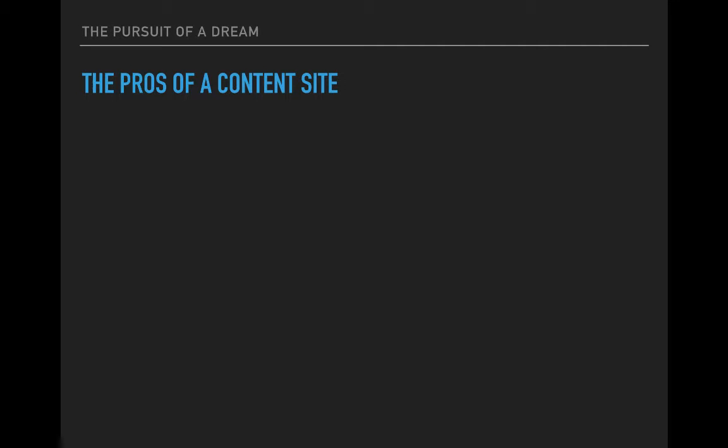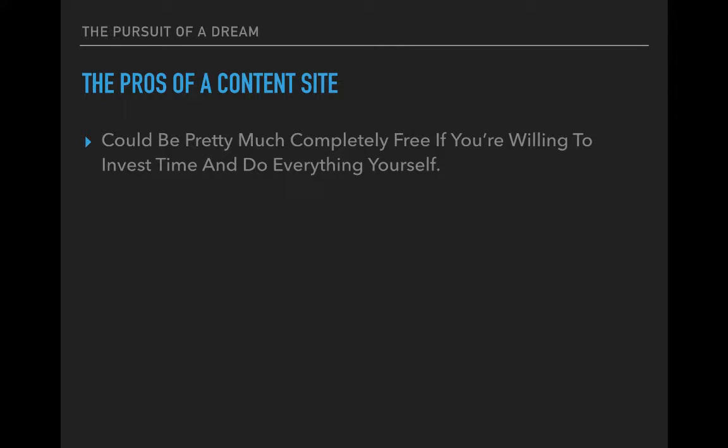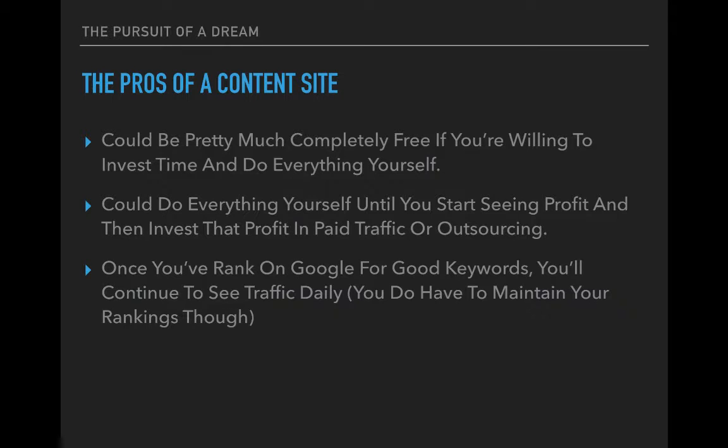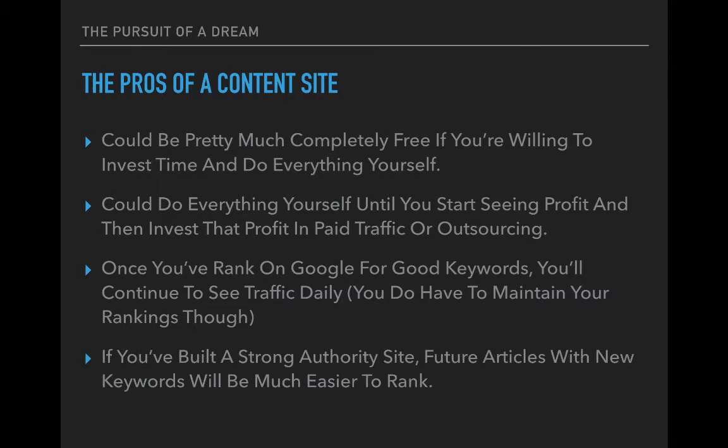So now that you know what a content site is, we're going to look at some of the pros of building a content site. The first one is that it could be pretty much free if you're willing to do all the work yourself, because it's actually possible to do that, unlike with paid traffic where you would have to pay someone else to send an email to their list or something like that. But you'd have to be willing to do the content writing, the keyword research and things like that. Once you've ranked on Google for good keywords, you'll continue to see traffic daily. You do have to maintain your keywords, but you don't have to keep paying for more traffic like you would with paid traffic. If you've built a strong authority site, future articles with new keywords will be much easier to rank.